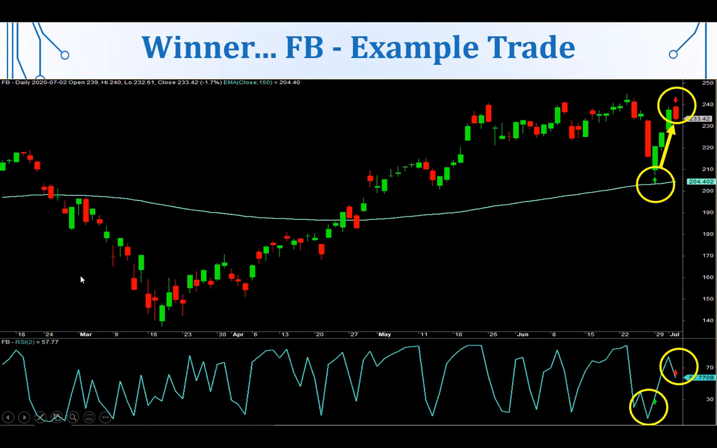Okay, here's another example of a winner, Facebook. This was another trade we took. We would have bought at a limit price of the low of this bar. We got in on this bar. You can see it didn't close below the 150 EMA. And then, like I said, we got a sell signal here, and you can see it sold off a little bit. We still got out at a relatively decent profit. I think this was maybe about a 15% trade or something. I can't remember exactly, something like that.